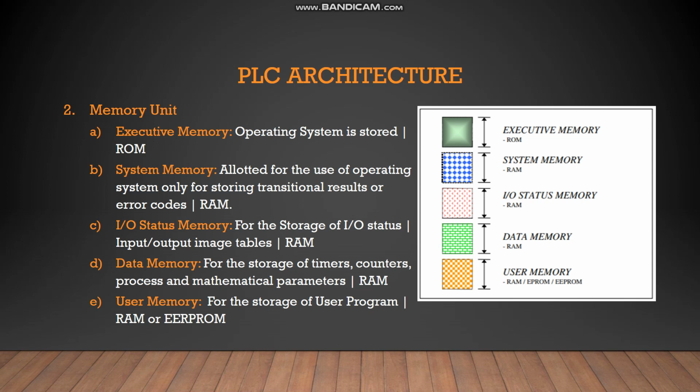The fourth one is data memory. This portion of memory is allocated for the storage of timers, counters, preset values, mathematical instruction data, and process parameters. And the fifth one is user memory, which is allocated for the storage of the user program, and it consists of RAM and EEPROM ROMs.